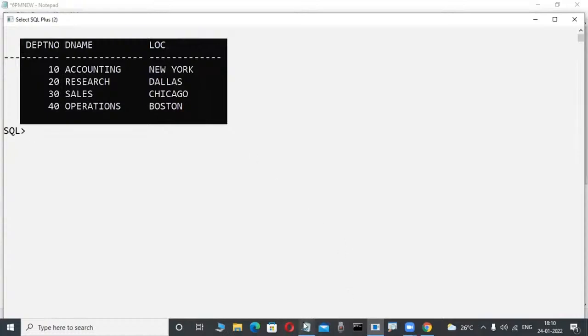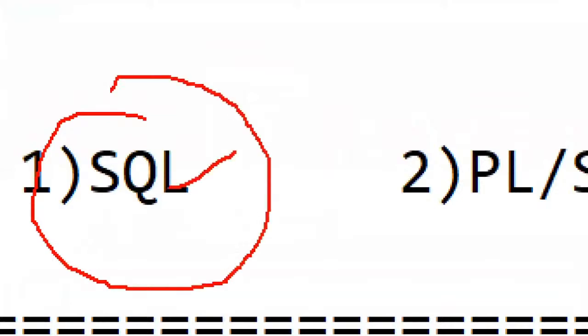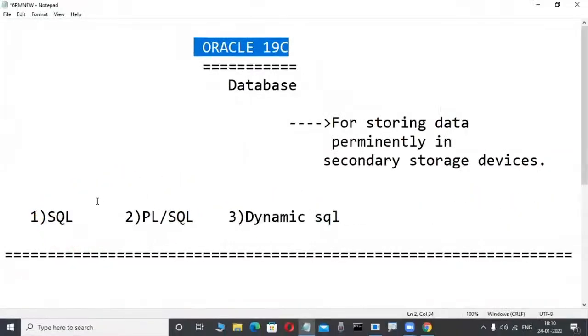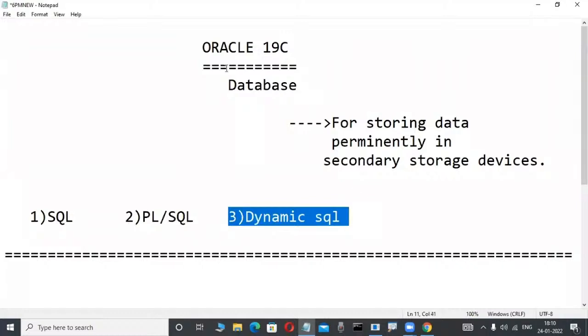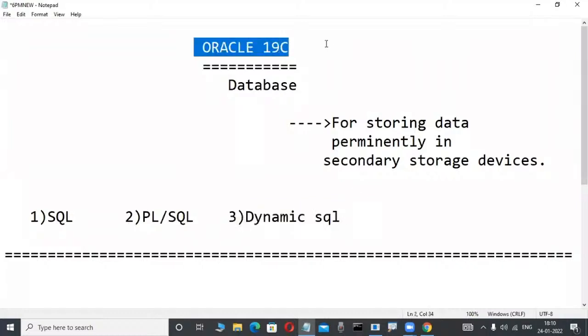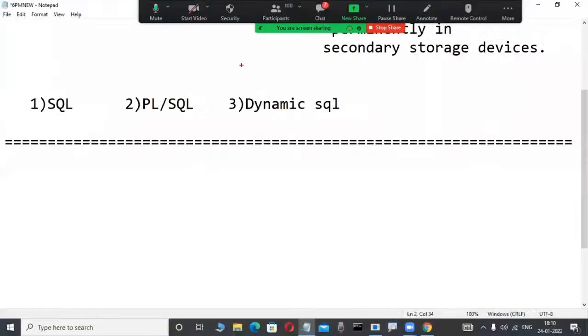Now for operating these relational data model products, one universal language is there. What is that? SQL, structured query language. But to operate the Oracle product, not only the SQL language, three languages are there. One is SQL, after that PL/SQL, procedural language extension for SQL, and another is dynamic SQL. Anybody learning an Oracle course anywhere in the world learns about these three languages.